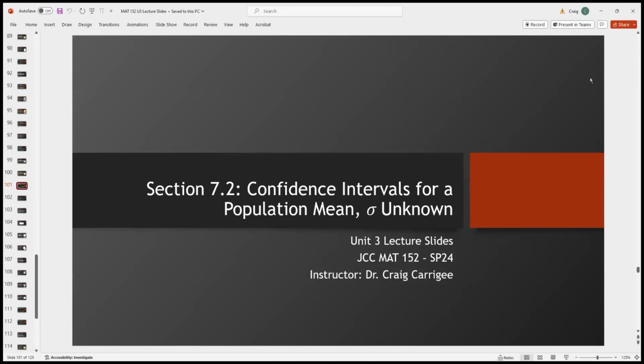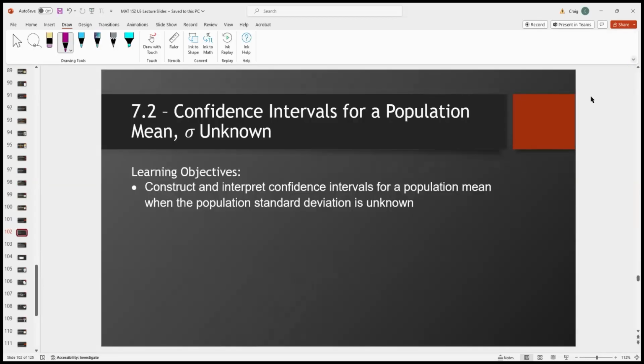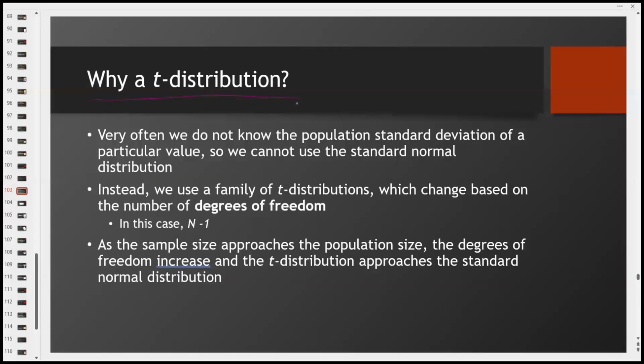So in the last section, we talked about how to find a confidence interval if the population standard deviation is a known value. In general, that's not always the case. And so in this section, we're going to talk about what to do if the population standard deviation sigma is not known. Today, we're going to learn how to construct confidence intervals for a population mean when the standard deviation is unknown.